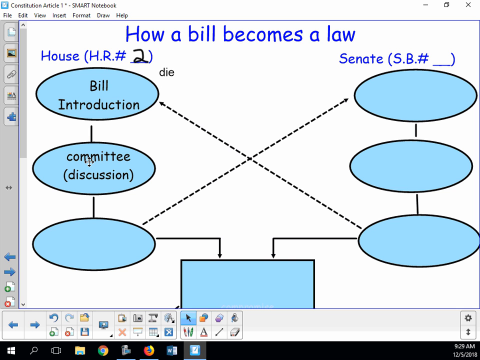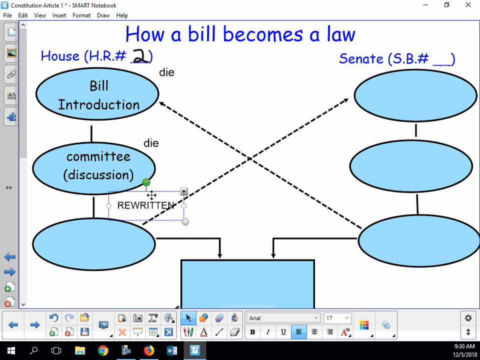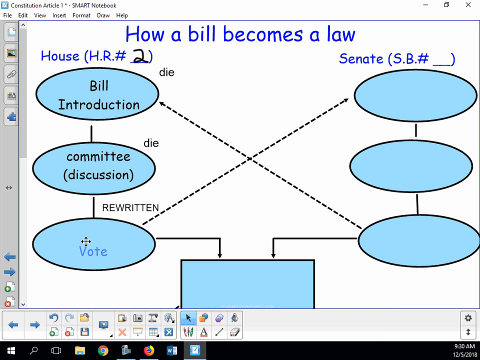What happens there is they have a discussion, they may have hearings where they'll bring in people to talk about the bill, experts on information. This can be a long drawn out process. It literally could take years, but as long as it hasn't died, it can remain an active bill. But the committee can also kill it. It can also die here. In addition, it can be rewritten. What that means is they didn't necessarily like the language, but they liked the idea of the bill. So they rewrote it. And then once they had the wording that they liked, it would move on next to the House to vote.